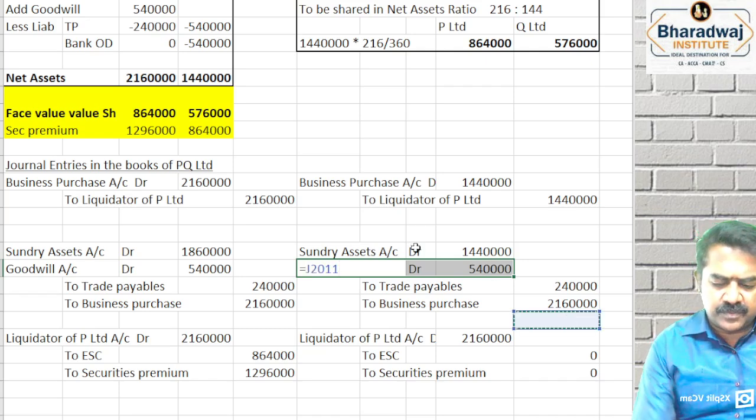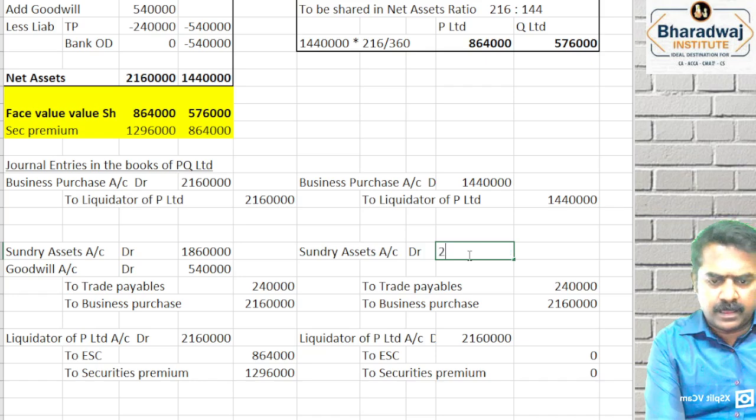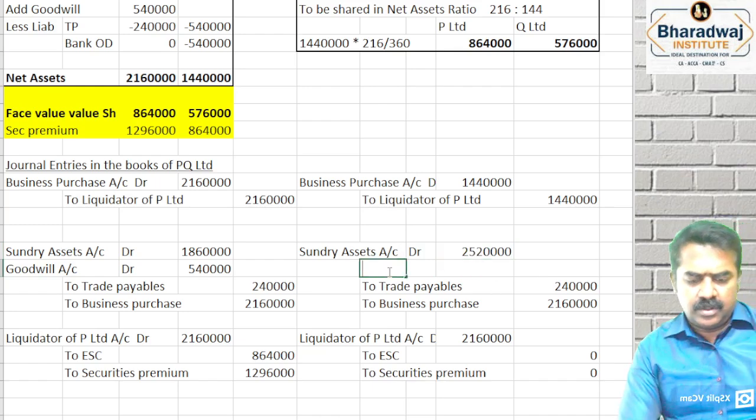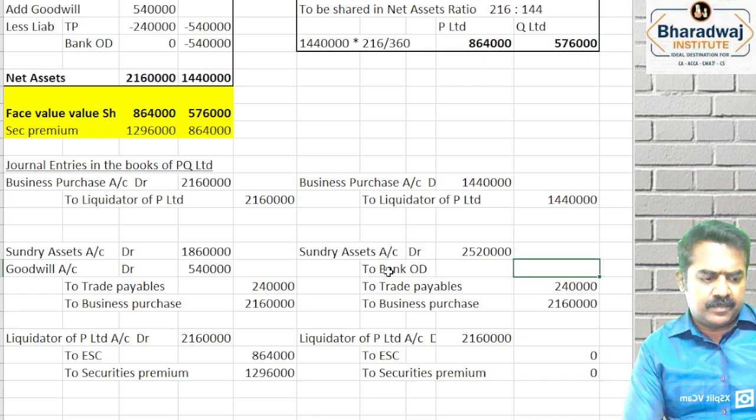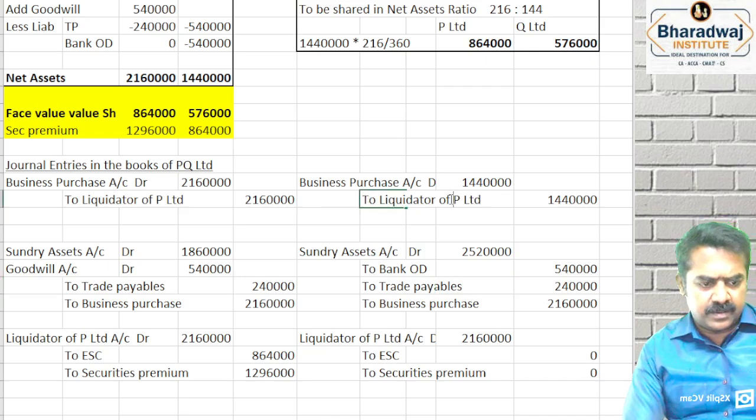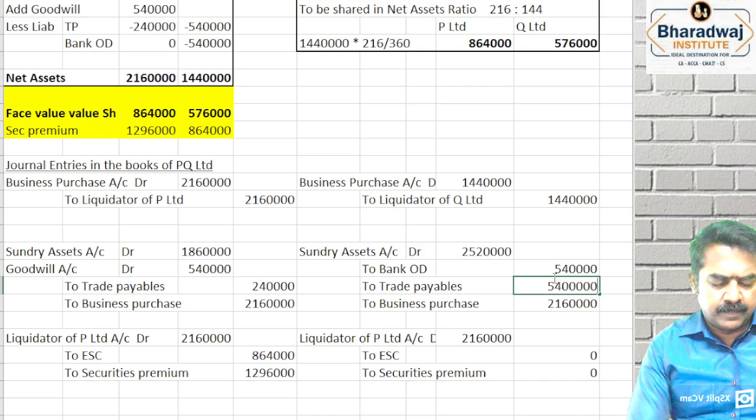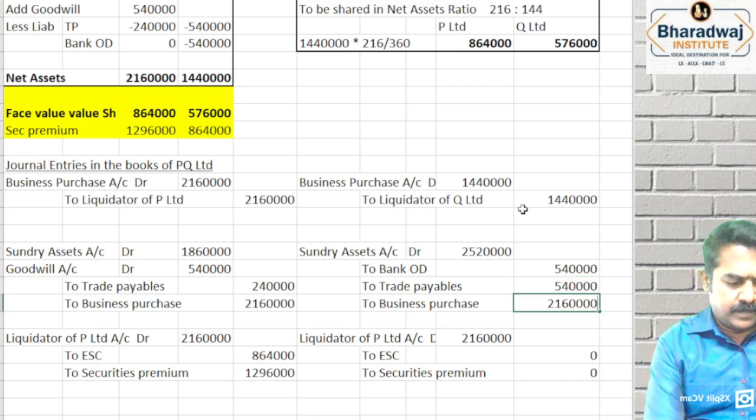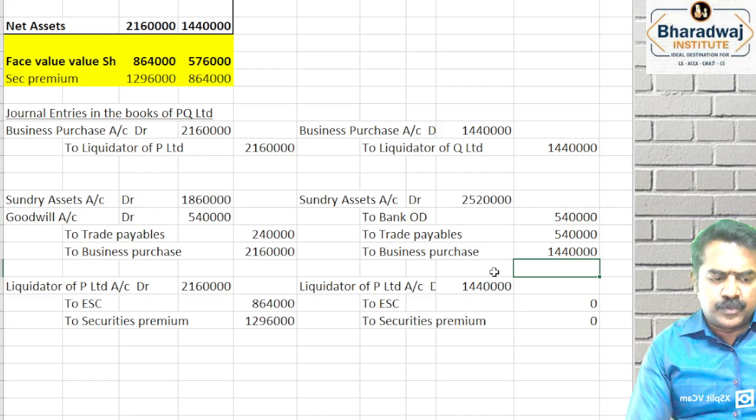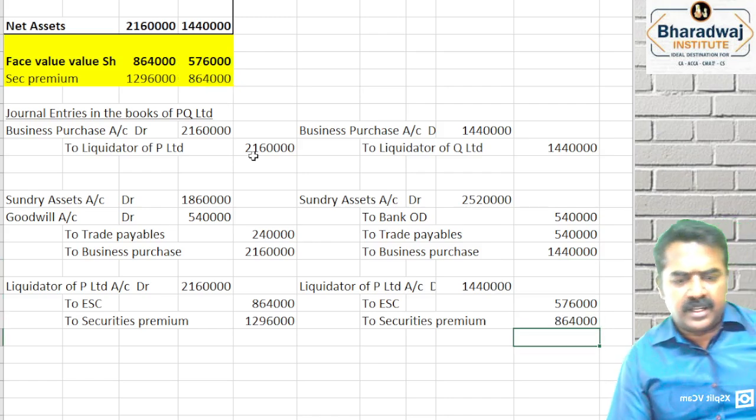Now sundry assets, how much? First and second company, 25,20,000. To bank OD, 5,40,000. Trade payables, 5,40,000. This is liquidator of Q Limited. So 14,40,000. Equity share capital is 5,60,000. Securities premium we worked out, 8,64,000.